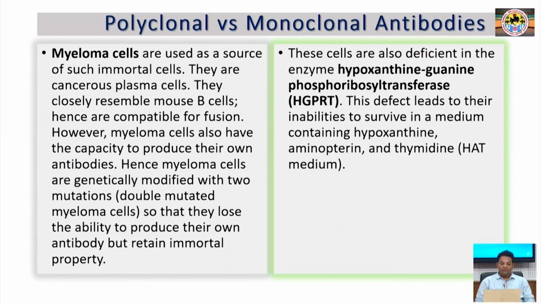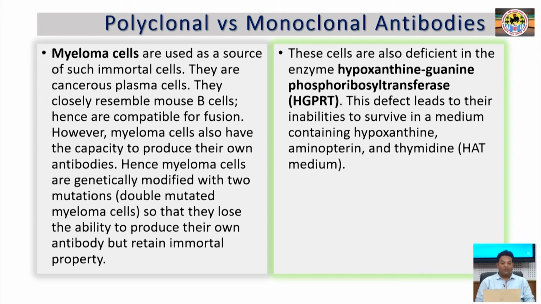As I discussed in the previous slide, one B cell and one myeloma cell. So, now there is a need for myeloma cells. Such properties, continuous surviving and immortal properties, are possessed by the myeloma cell. Now, the role of the myeloma cell is very important. Myeloma cells are used as a source of such immortal cells. They are cancerous plasma cells. They closely resemble mouse B cells, hence are compatible for fusion.